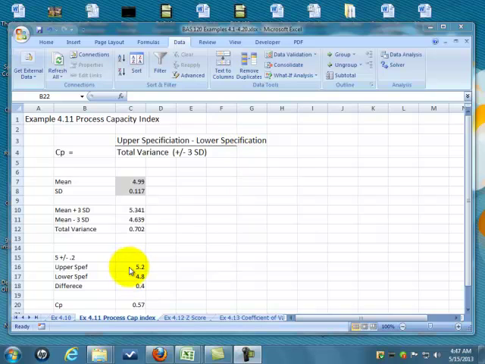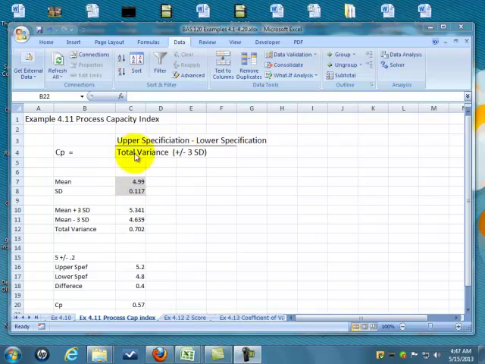So in this example, my upper limit was 5.2, my lower limit was 4.8. For some reason, the business wanted to make sure that every product they made was within these two guidelines. No larger than 5.2, no smaller than 4.8. They'd given us the mean and they'd given us the standard deviation.